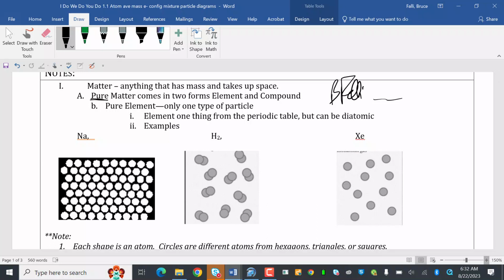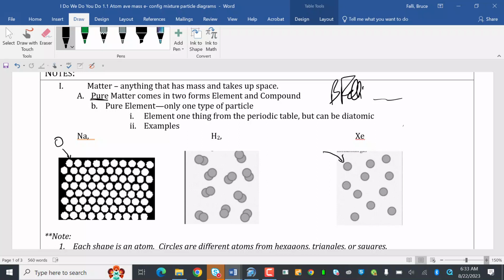A pure element is only one type of particle. An element is one thing from the periodic table, but it can be diatomic. So let's look at some examples. Do you see how right here, my element, my one particle, is the white thing inside of there. I don't know if that's a hexagon or something. I think it was supposed to be. This one has just a circle. Okay, so my particle is a circle.